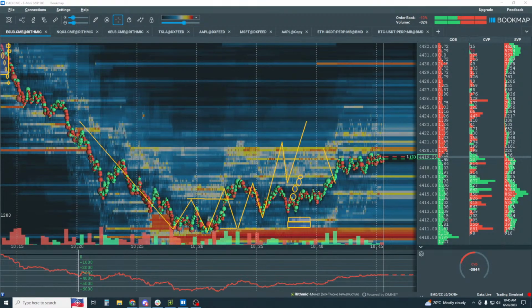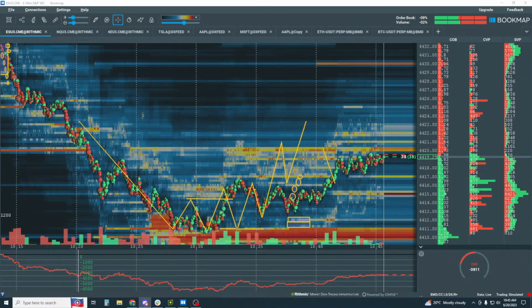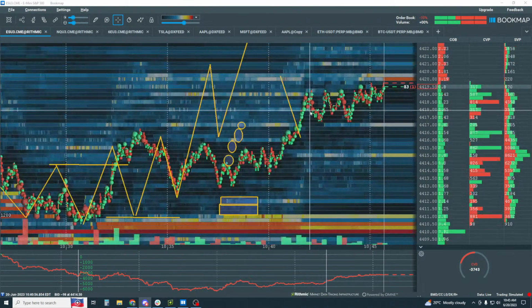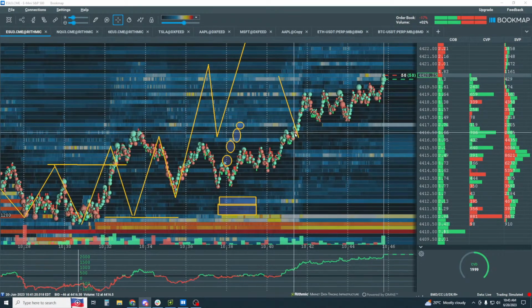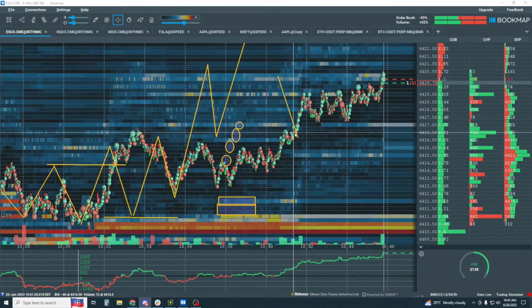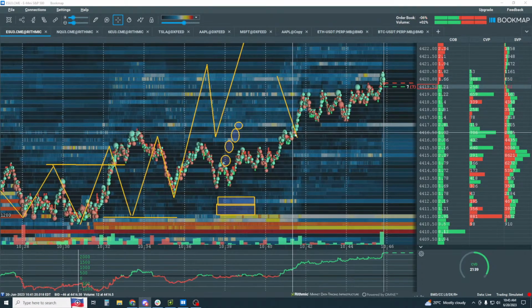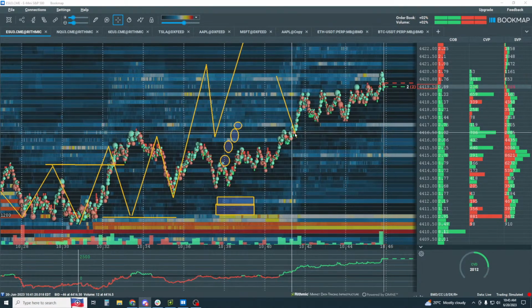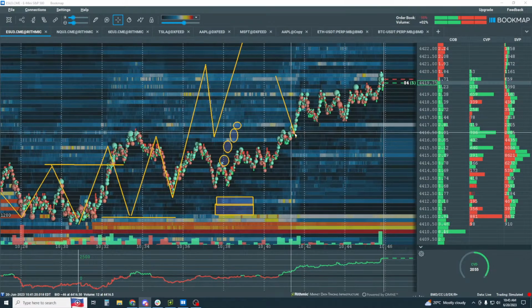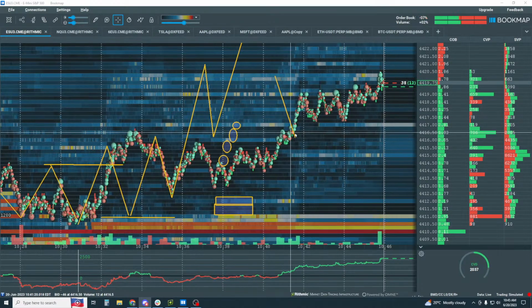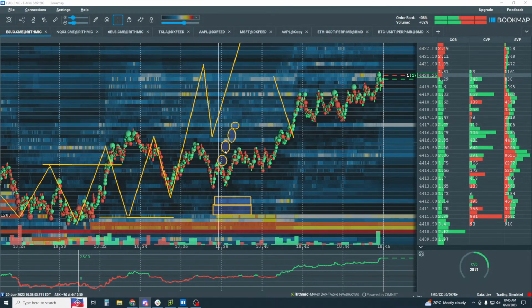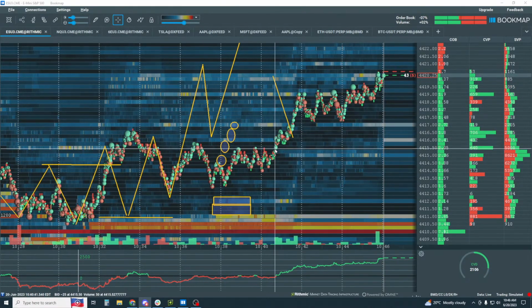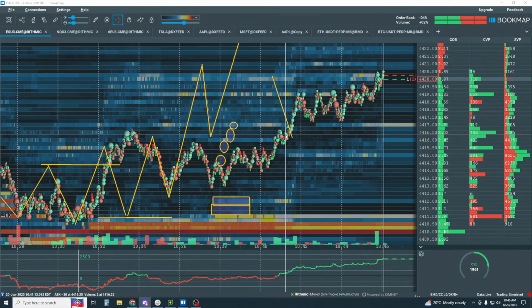I don't have a problem with going through entries and exits. However, it's more important to understand the concepts we're going over and how to build out your scenarios. That's going to help you a lot more than understanding an entry or an exit. Being able to go through these scenarios, if you can learn this, you'll be golden.